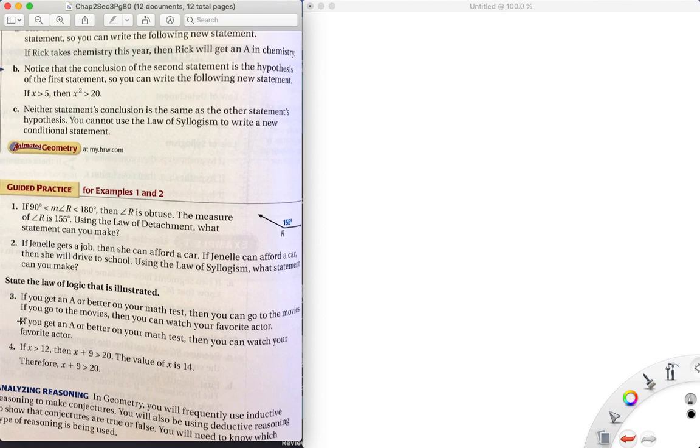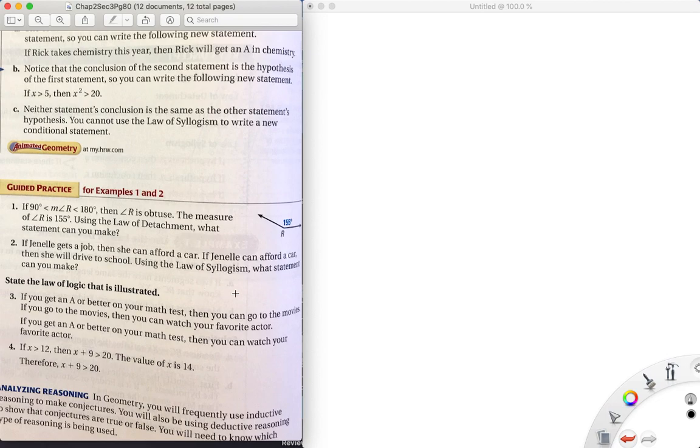Number 3 asks you to say which one of the laws of logic is illustrated. If you get an A or better on a math test, then you can go to the movies. If you go to the movies, then you can watch your favorite actor. If you get an A or better on your math test, then you can watch your favorite actor. That is the law of syllogism.